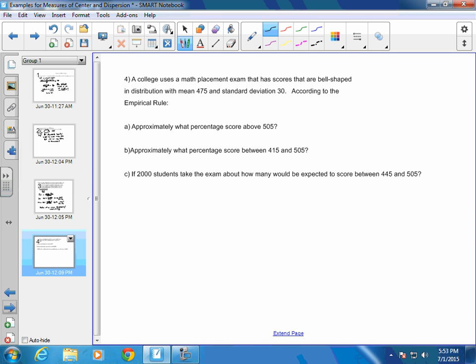A college uses a math placement exam that has scores that are bell-shaped in distribution with a mean of 475 and a standard deviation of 30. Since it is bell-shaped in distribution, the empirical rule applies. According to the empirical rule, we have to figure out approximately what percent score above 505, and a couple of different things. Before we worry about answering that, let's sketch a picture.